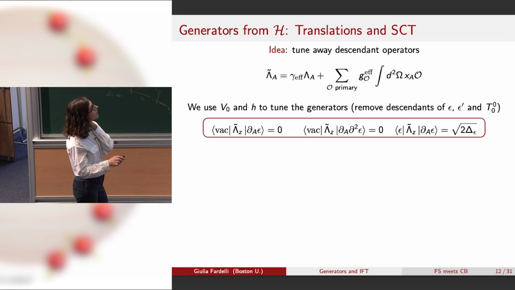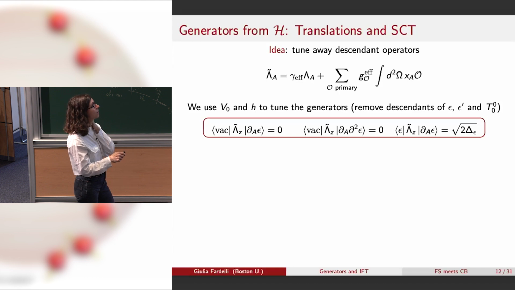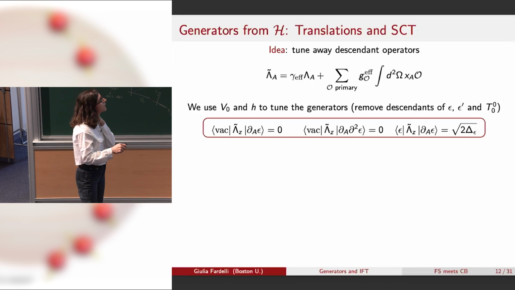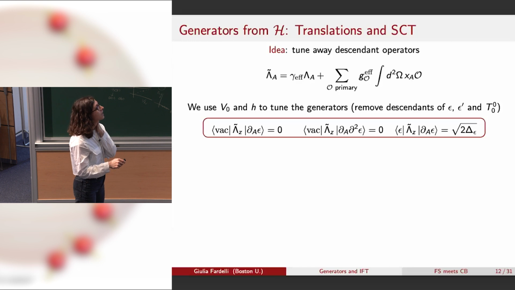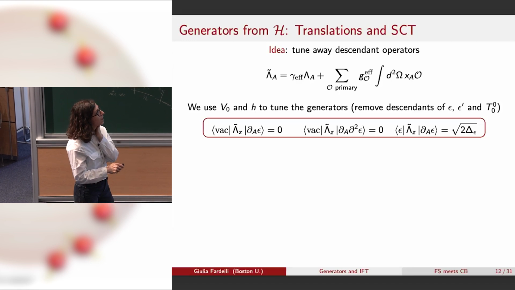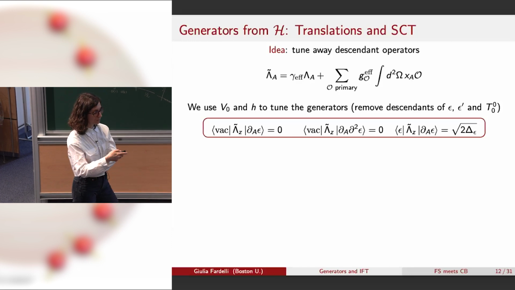And how do we ensure that? We impose this matching condition. We impose that the expectation value of lambda tilde Z between the vacuum and the first descendant of epsilon must be 0, as prescribed by the CFT. The one with the second descendant of epsilon should also be equal to 0. And then to fix this gamma effective, we impose a rescaling, in the sense that the lambda Z between epsilon and its first descendant should be fixed by the value that we expect from the CFT.